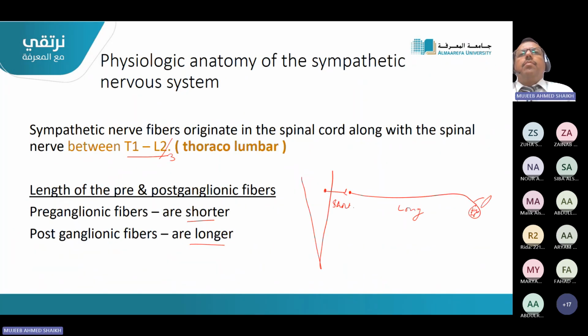Going back to the same picture, the preganglionic fiber will secrete what? Acetylcholine. The postganglionic fiber will secrete norepinephrine most of the time, and only the one supplying the sweat gland secretes acetylcholine. To the sweat gland, they are secreting acetylcholine. Here it is.